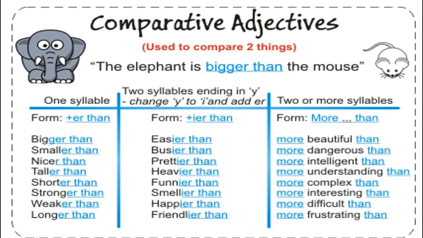For adjectives with two or more syllables, we add the word more before the adjective and the word than after the adjective. For example, more beautiful. This adjective has three syllables. For that reason, we add more before the adjective. And the same happens with other examples: dangerous, intelligent, understanding, complex, interesting, difficult, frustrating. So we add more before the adjective and than after the adjective. More dangerous than, more intelligent than, more complex than, more interesting than.